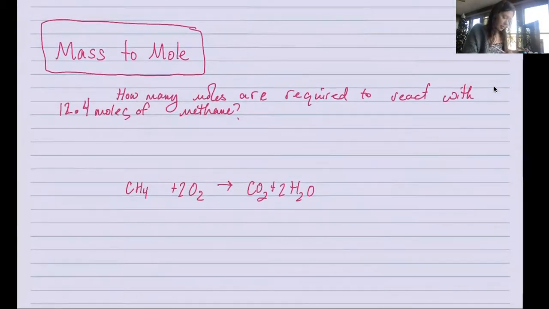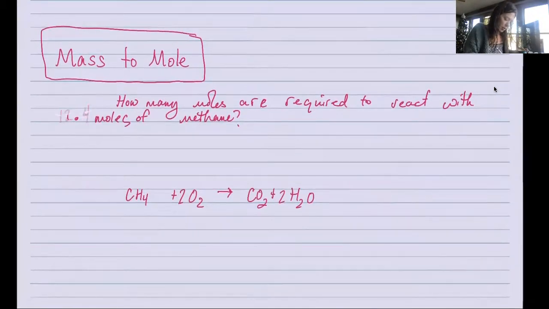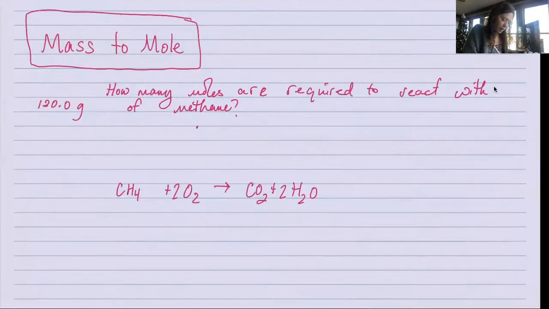Oh, sorry. And this needs to be a mass. This needs to be a mass. This is mass to moles. So let's say 120 grams of methane. Methane is CH4. Okay, so let's look at what we have. How many moles? Shoot, I totally messed this one up. Of O2. All right, how many moles of O2?